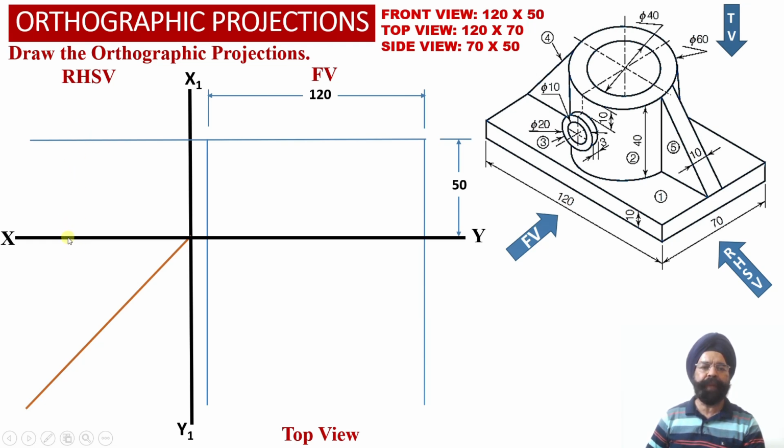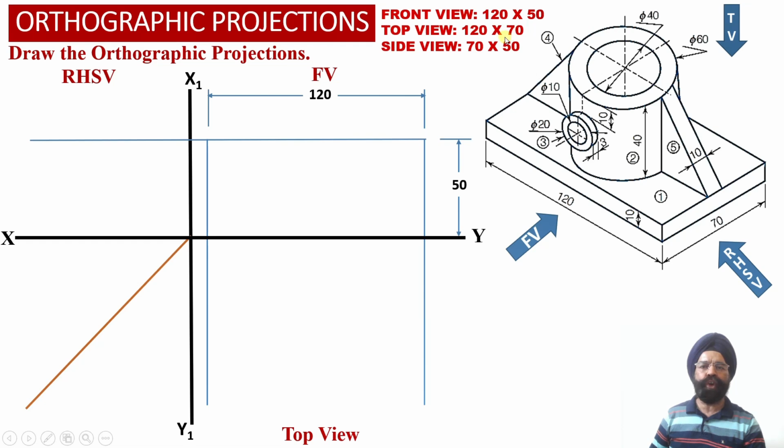Now we know that the top view face of the solid measures 120 millimeter width and 70 millimeter depth. So the 120 millimeter width of the top face we have already obtained by extending these two vertical projector lines from the front view orthographic projection into the top view orthographic projection.